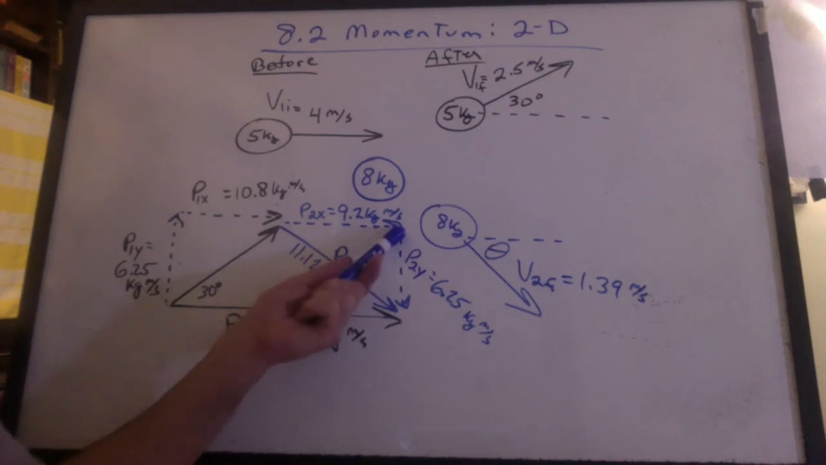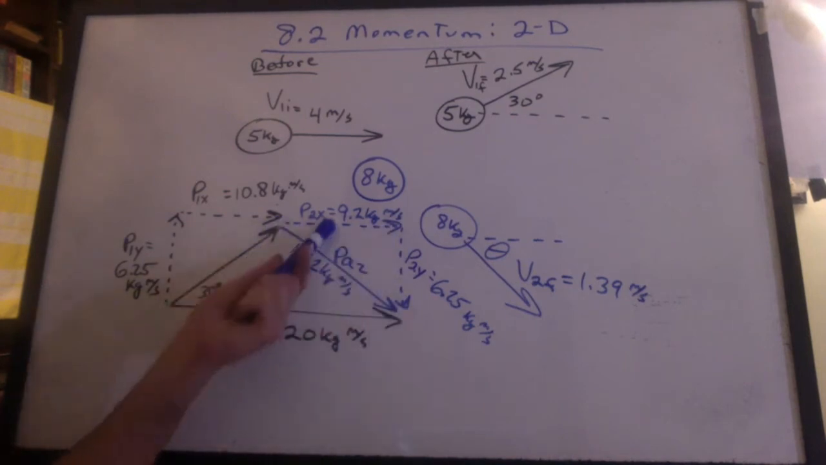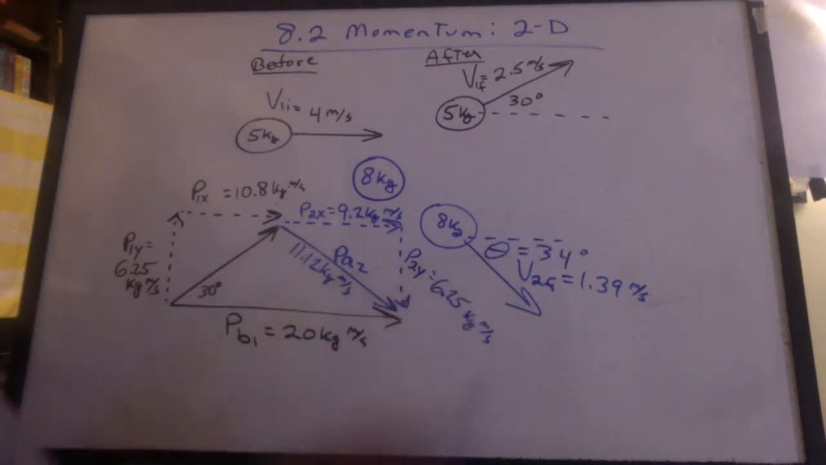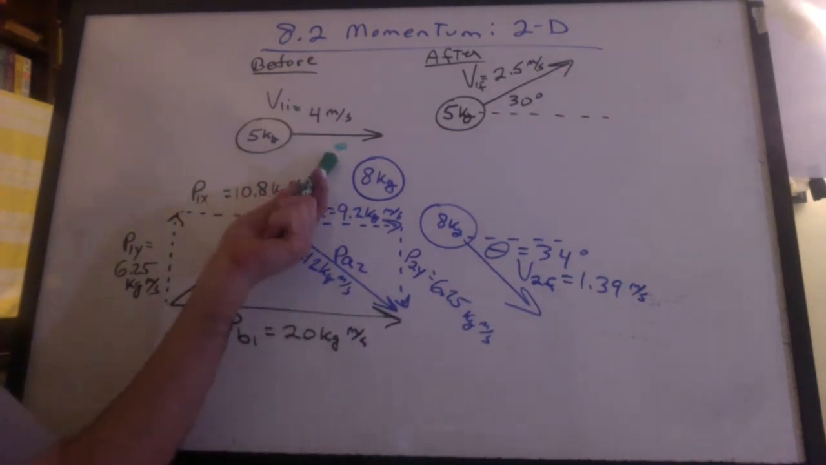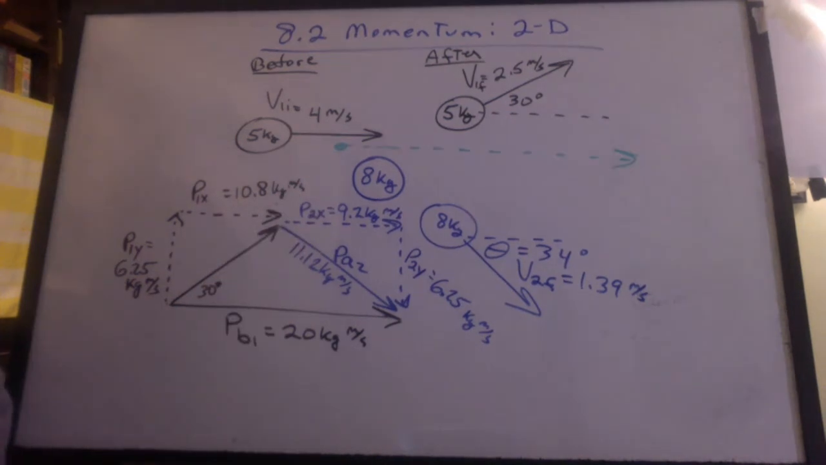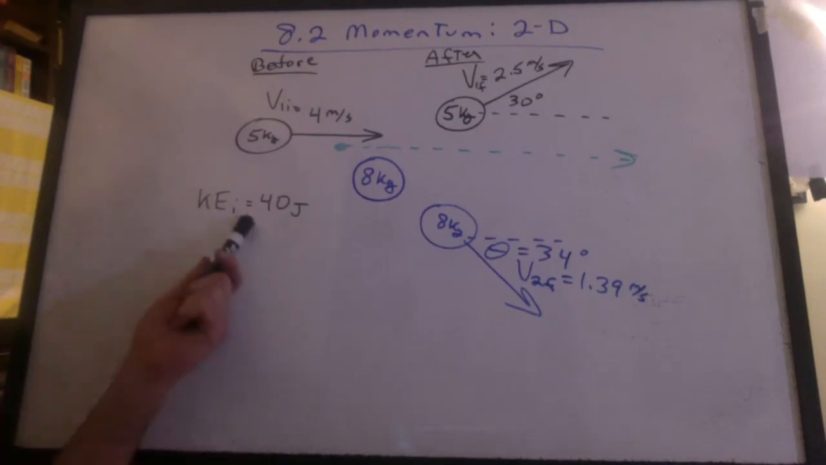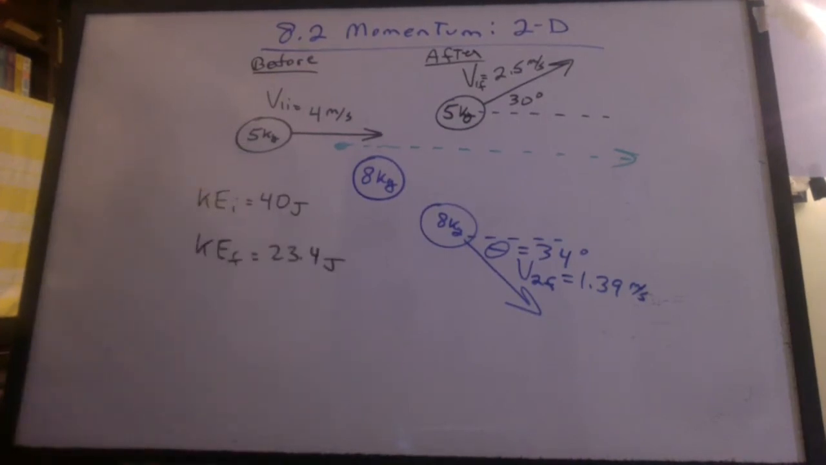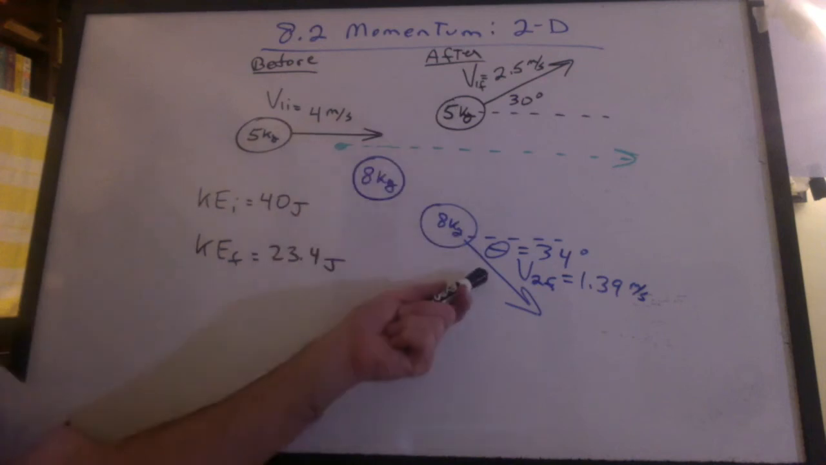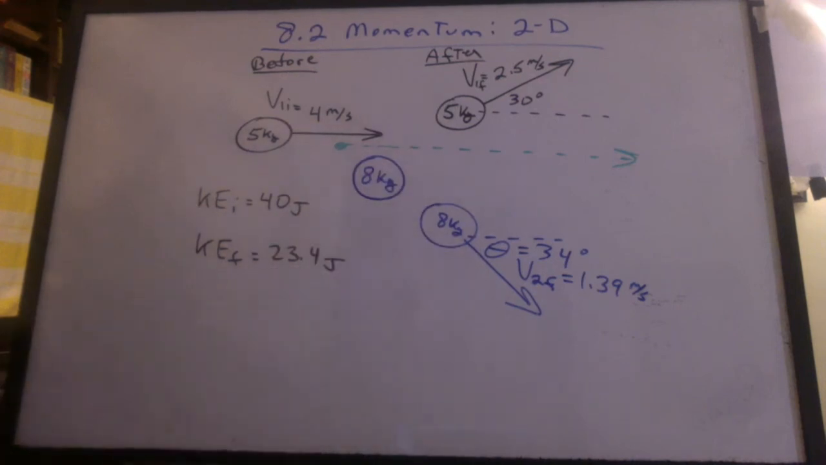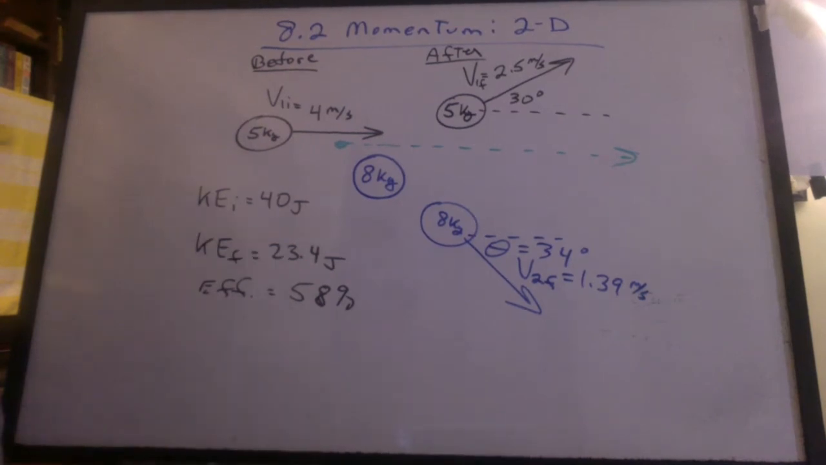On the momentum diagram, I can do opposite over adjacent and get this angle. I get 34 degrees. Now keep in mind that the center of mass is just going to keep on moving at the same velocity throughout the whole problem. Checking out the energy, we have 40 joules initially. I use 1/2 mv squared for each one of these, and I get 23.4 joules. And that gives me about 58% efficiency. If you look at the computer simulation, those problems in the beginning were 100% efficient.